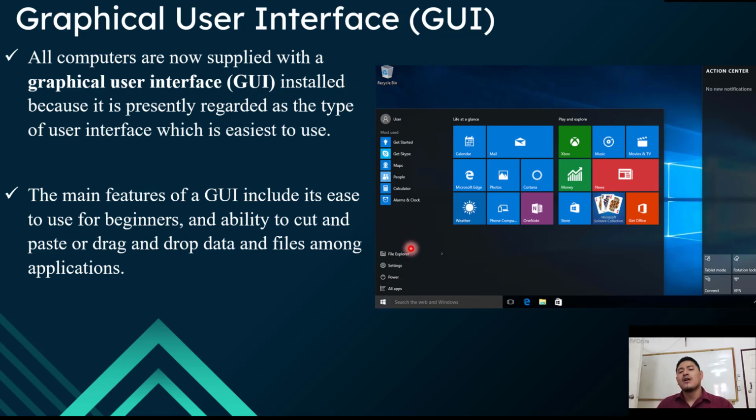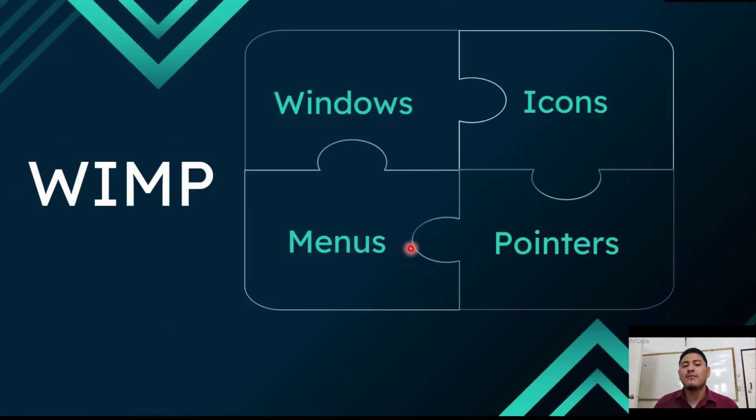Now, class, graphical user interfaces are made up of four components, which are windows, icons, menus, and pointers. So whenever there's a graphical user interface, these four components need to exist. Okay, they need to exist for something to be a graphical user interface.